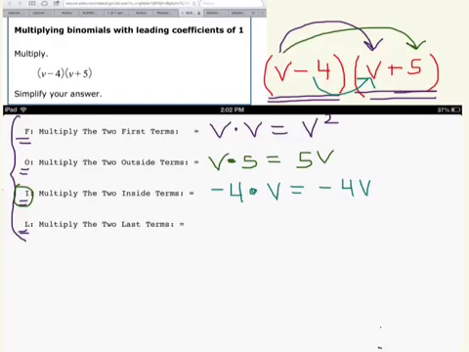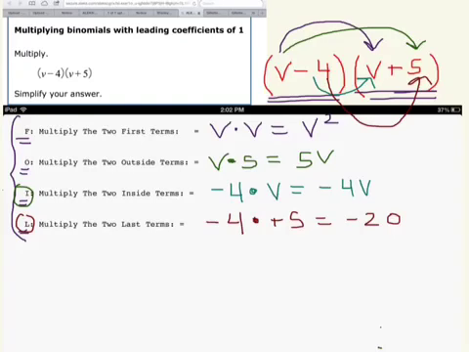And now we come to the L, the last thing that we are going to need to do in this problem. It's over here. And it says multiply the two last terms. And the last terms, it's getting a little crowded here, is this negative 4 multiplied by positive 5. So here we go. We've got a negative 4 times a positive 5, and that is going to give us a negative 20. Negative times a positive is a negative.